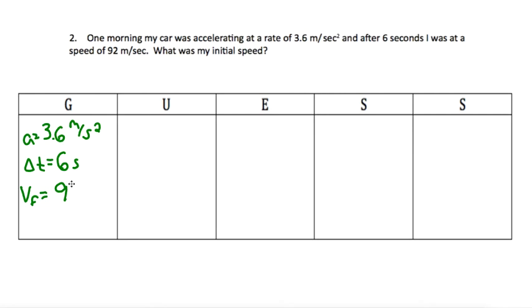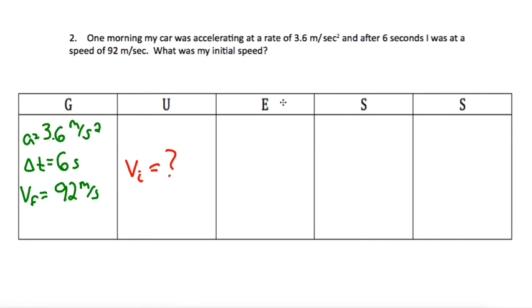92 meters per second. What was my initial speed? So in this case, we know the final. What we don't know is the initial. We're using VI. We're trying to find out what that is.